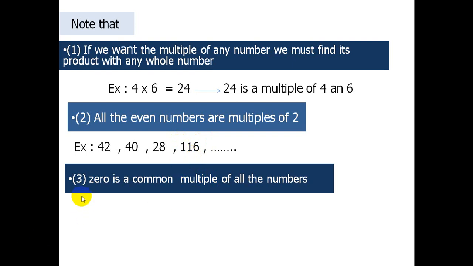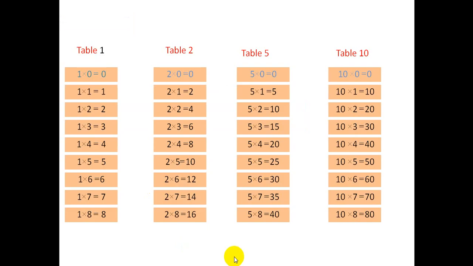The third note. Here he said 0 is a common multiple of all the numbers. Yes, of course. Why? Because look here, Junior 4. In table 1, 1 times 0 equals 0. Look, the first multiple in table 1 is 0. Okay, what about the second table? Table 2, I have 2 times 0 equals 0. I get another 0 as a multiple of 2.